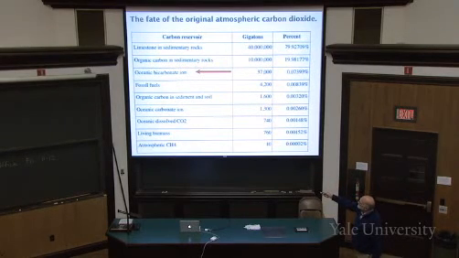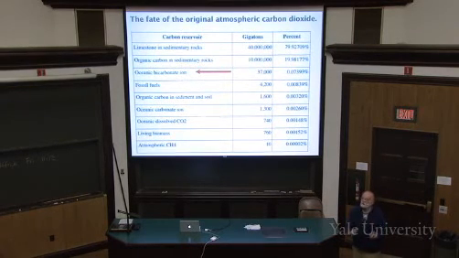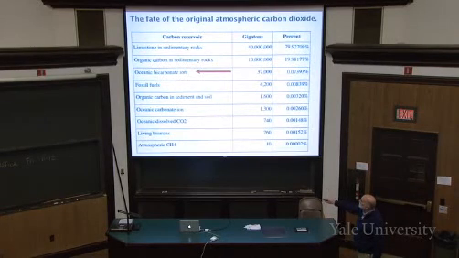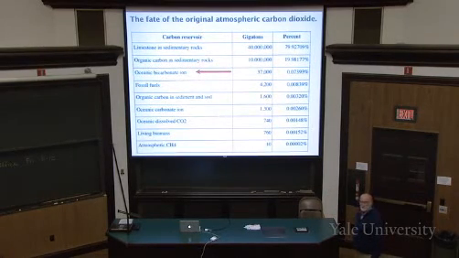You find that there's dissolved CO2, which is actually the molecule CO2 and not as the bicarbonate ion in the ocean. Living biomass, fairly small. Methane in the atmosphere, pretty small.